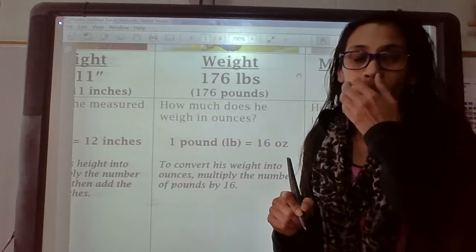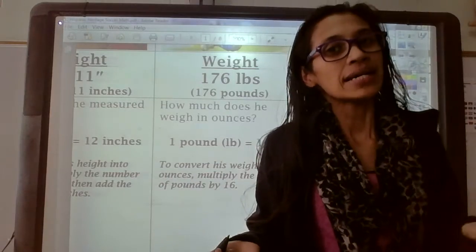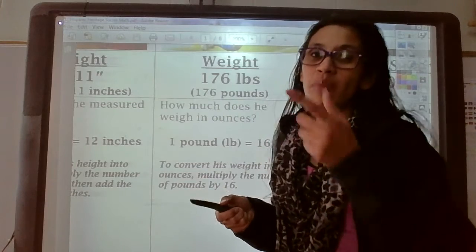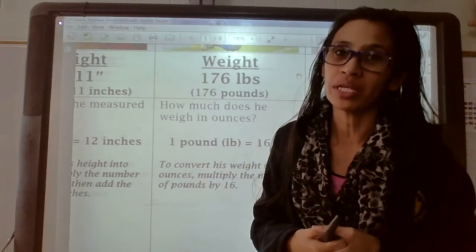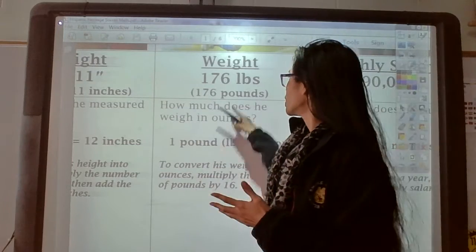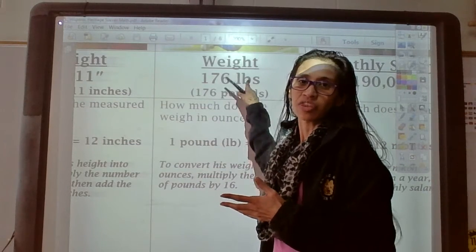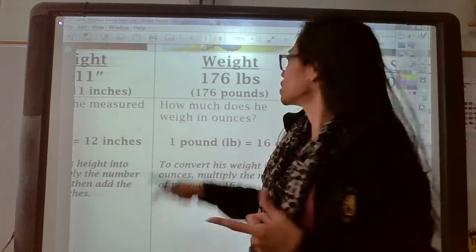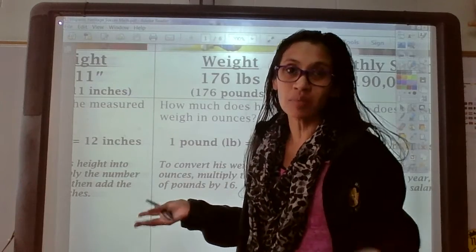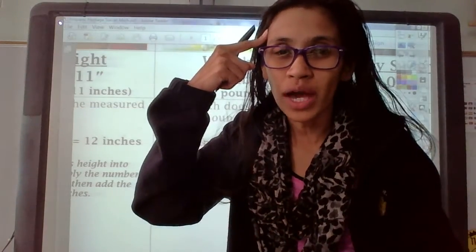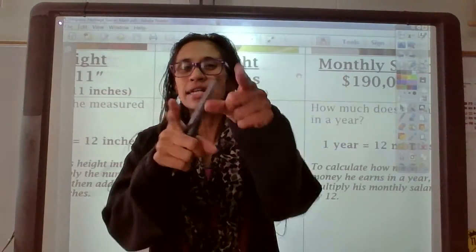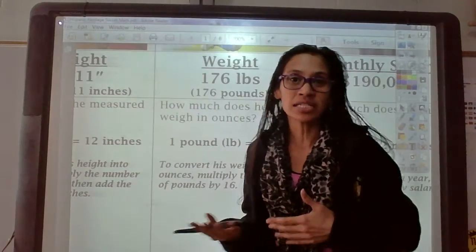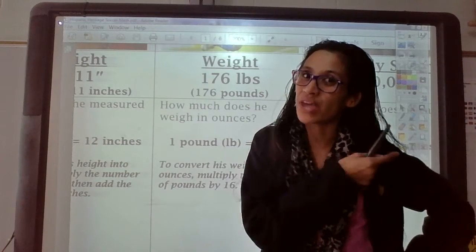On your paper, or up here, it says that his weight is 176 lbs. Now, I'm sure you've seen that abbreviation, lbs. lbs stands for pounds. It's kind of weird that the abbreviation and the actual word don't look the same. But remember, whenever you see lbs, we don't say lbs, we say pounds. If you didn't know that, your mind just got blown, and now you know something new. So he's 176 pounds. Let's do some math with that fact.